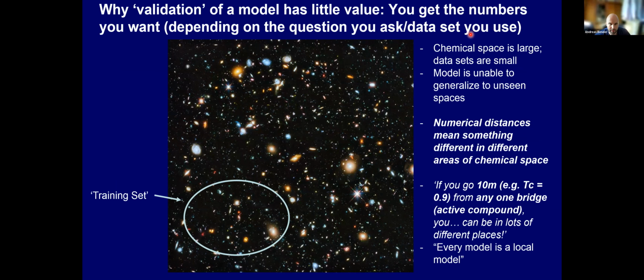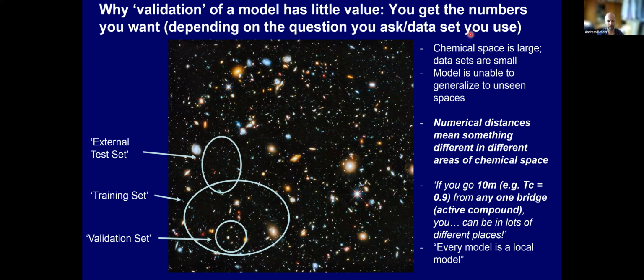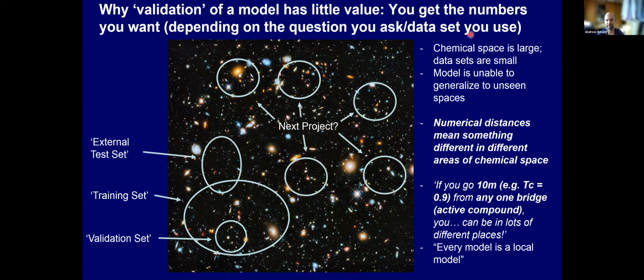Okay, so that is this visualization of chemical space and the data we use to train a model and evaluate a model. So that's usually the training set you use. You have a validation set, something you would like to call an external test set, but in many cases, of course, it comes from the same underlying distribution, so it's not as external as you would like. But then the problem is your next project might be in a completely different area of chemical space.